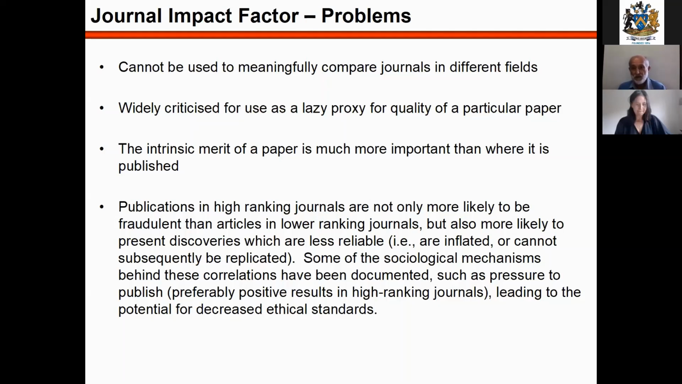Another important thing is regarding the veracity of the information that gets published. Publications in high-ranking journals are not only more likely to be fraudulent than articles in lower-ranking journals, but also more likely to present discoveries which are less reliable. In other words, they are inflated or cannot subsequently be replicated. And some of the sociological mechanisms behind these correlations have been well documented, such as the pressure to publish, preferably positive results in only high-ranking journals, that's what everybody would most like, leading to the potential for decreased ethical standards. It's like the story of why do you rob a bank? It's because that's where the money is, that's where the reputation is.